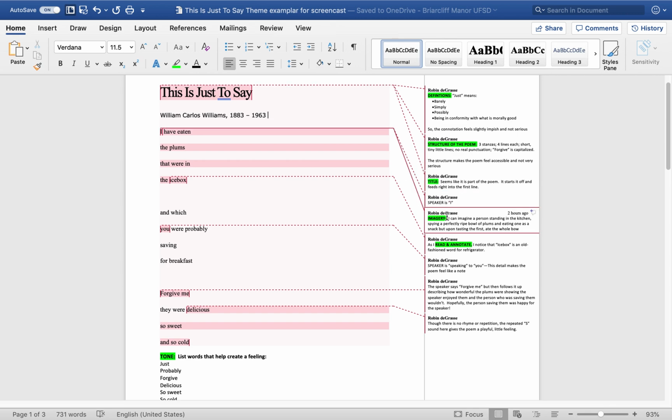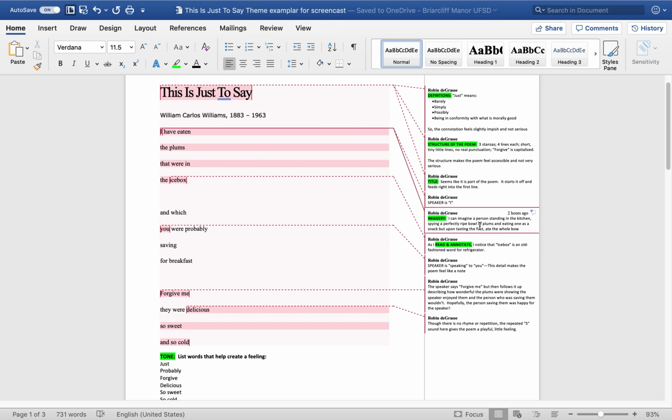So we then took some notes. We said the speaker is I. The speaker is not necessarily the author, but in this case, we feel like it might be. We feel like the author might be speaking to his wife when he says you, and these details make the poem feel like a short little note. We looked at the word icebox and realized it's an old-fashioned word for refrigerator.